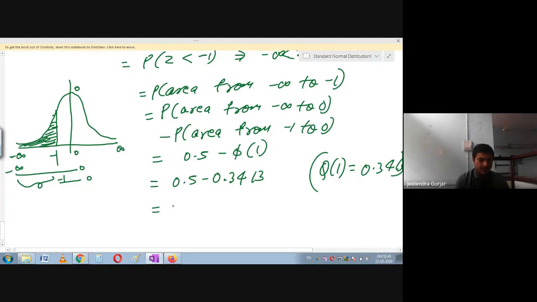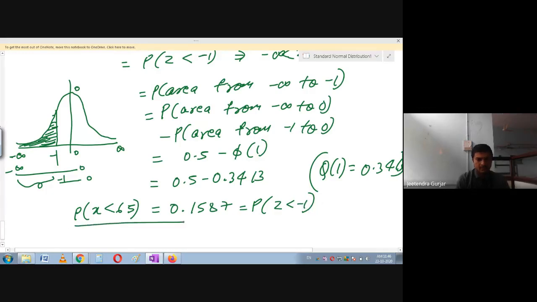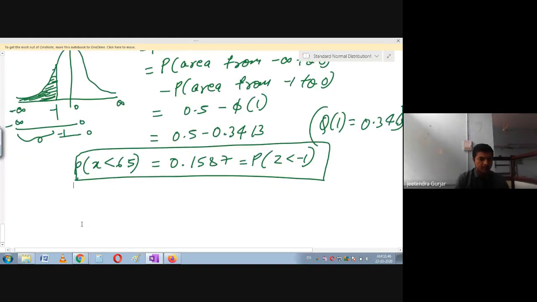Then subtract this value, students. What is the value I'm going to get here? It is 0.1587. Means we have calculated the probability of x less than 65, or this is also taken as the probability that the standard normal variable z is less than minus 1. So this is the answer we get, students. So without wasting time, please calculate the next one. It is the second one. You can calculate this. So that is the second one.